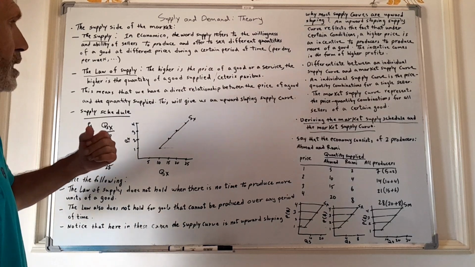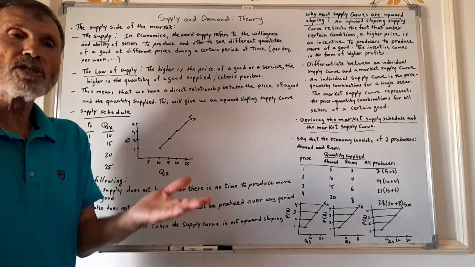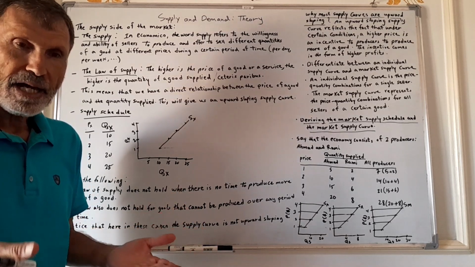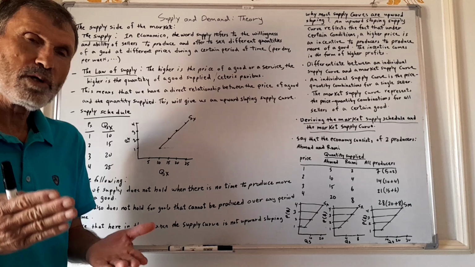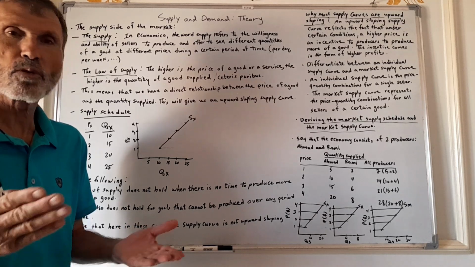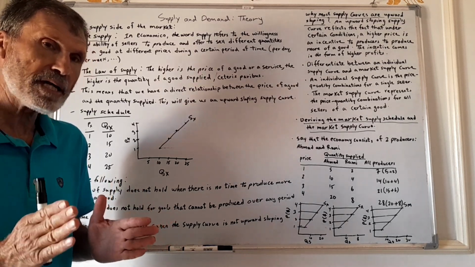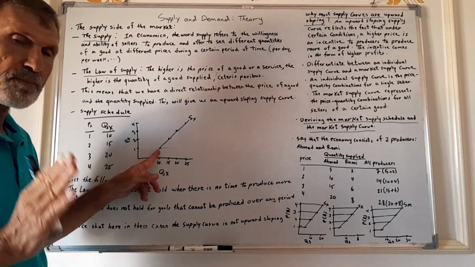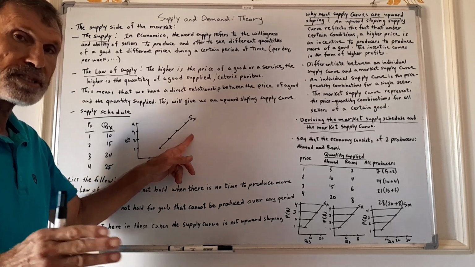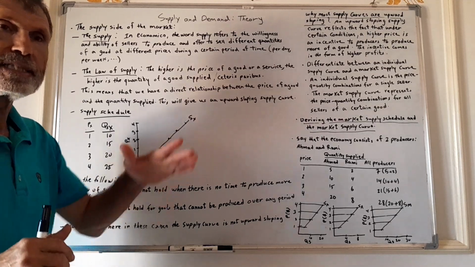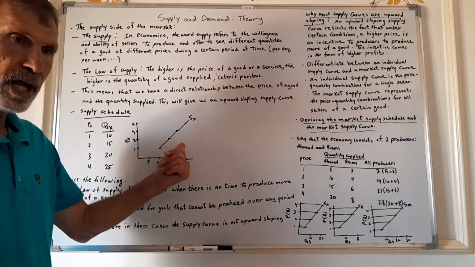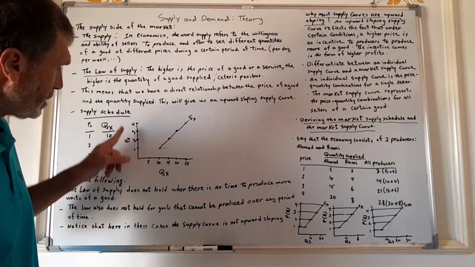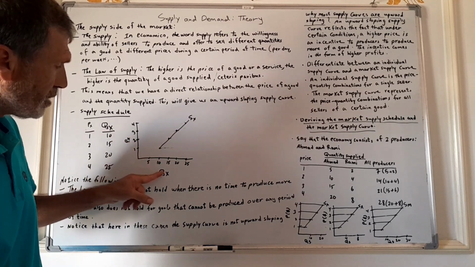Now, of course, if there is a positive relationship between the price of a good and the quantity supplied, how do we expect the supply curve to look? Exactly, the supply curve will be upward sloping, as you can see over here. However, the demand curve we studied is downward sloping. So the supply curve is upward sloping because of the law of supply. The higher the price, the higher the quantity supplied.